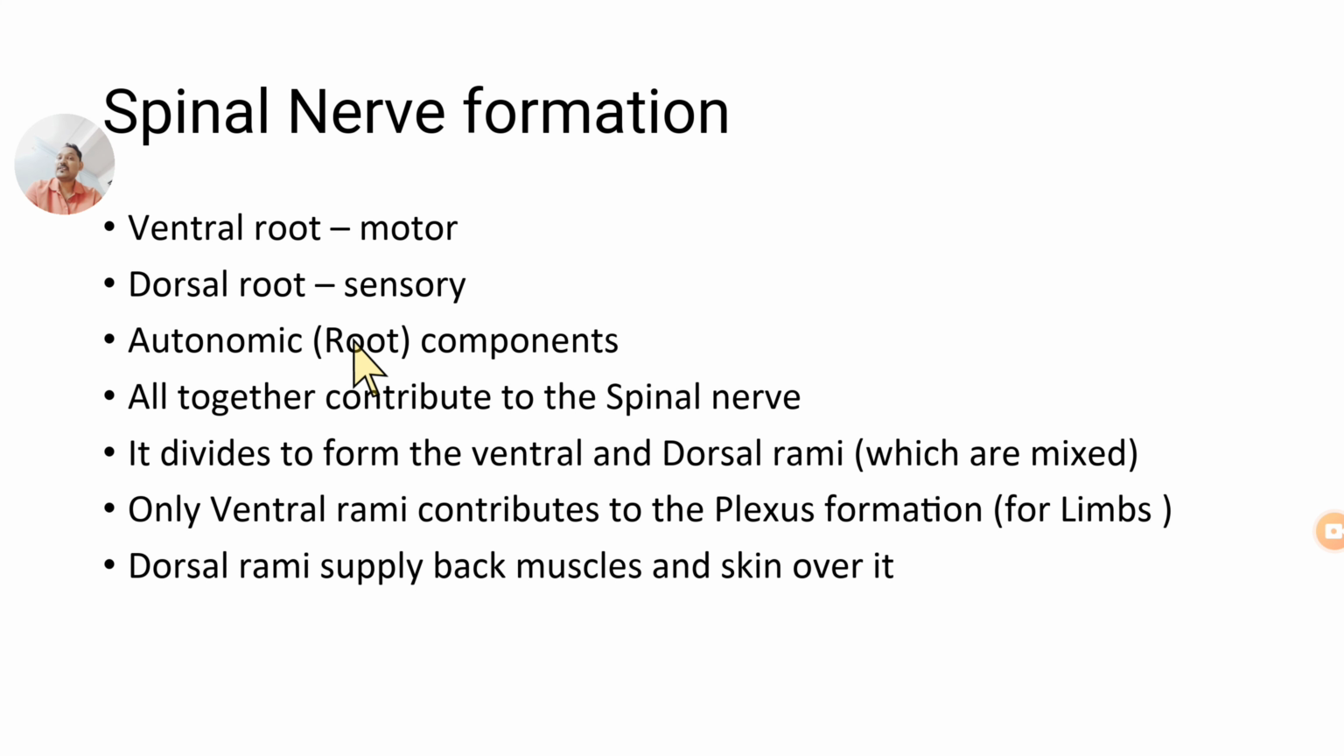But remember, a spinal nerve has three components. Two are major, one is minor, at times present. It may not be present in all the nerves. But just see: ventral root, dorsal root, and the third root we can add is the autonomic root. All these together contribute to the spinal nerve. Is it clear? After union of all these fibers, they divide again. They form ventral and dorsal rami. Ramus means a branch.